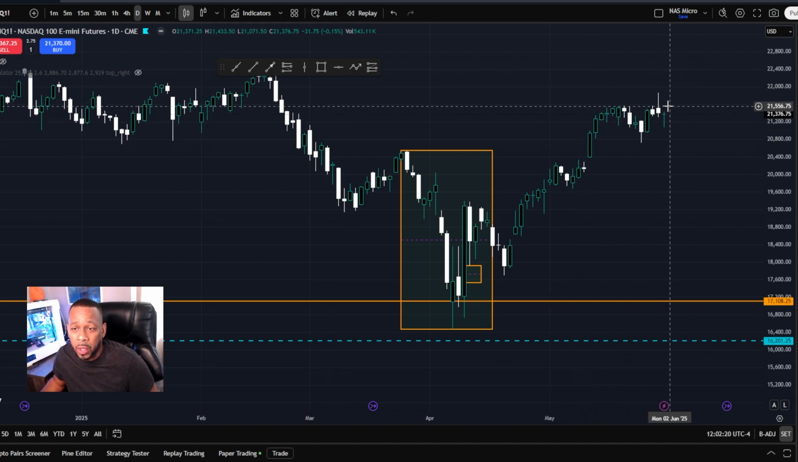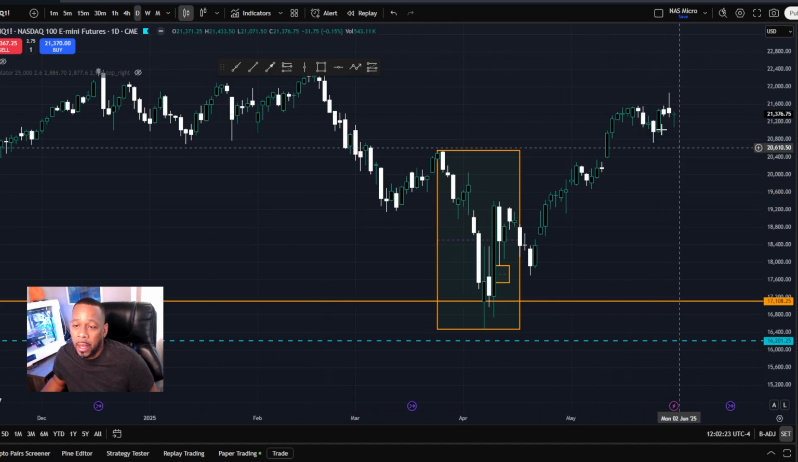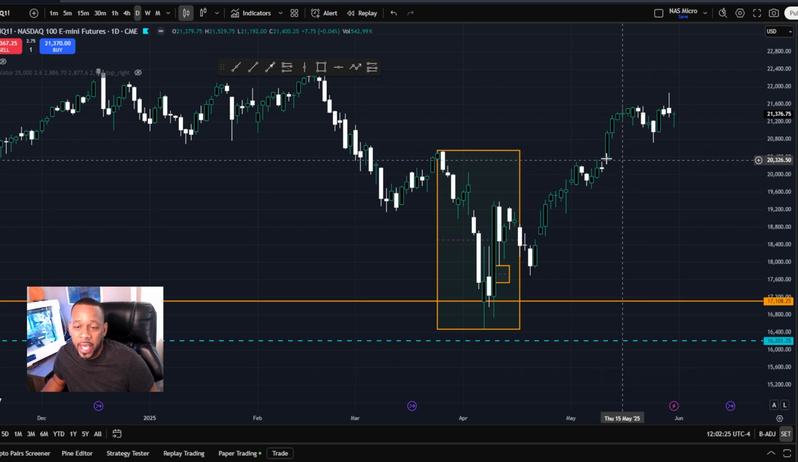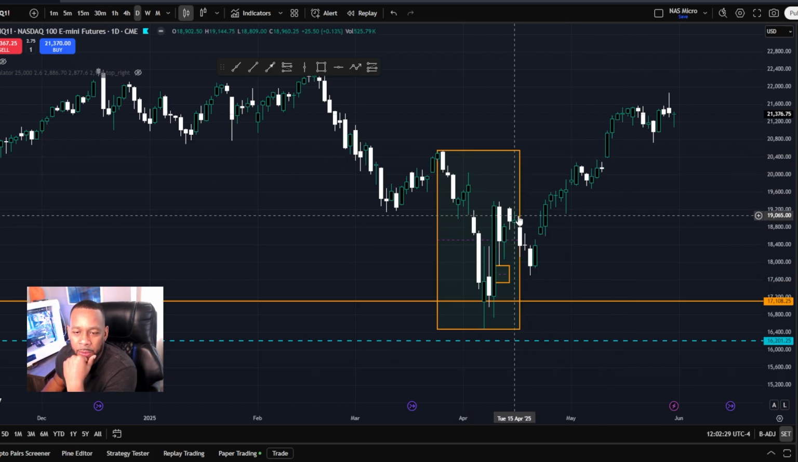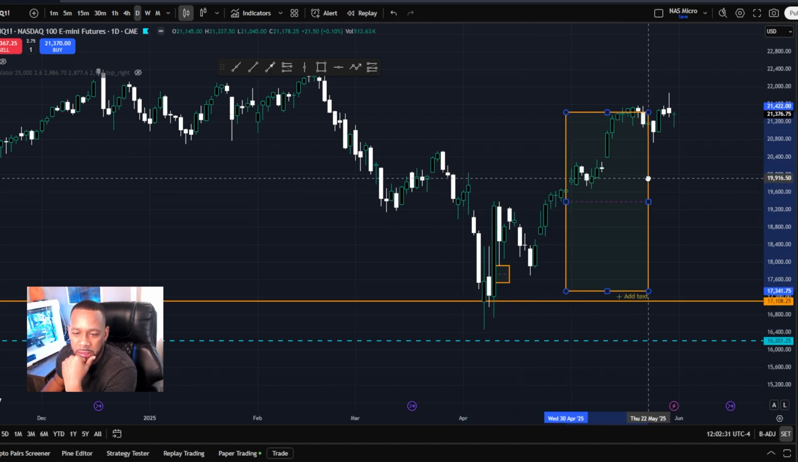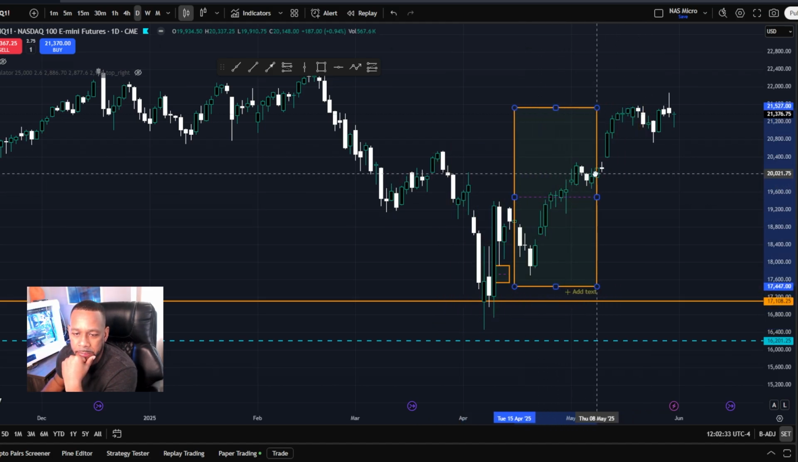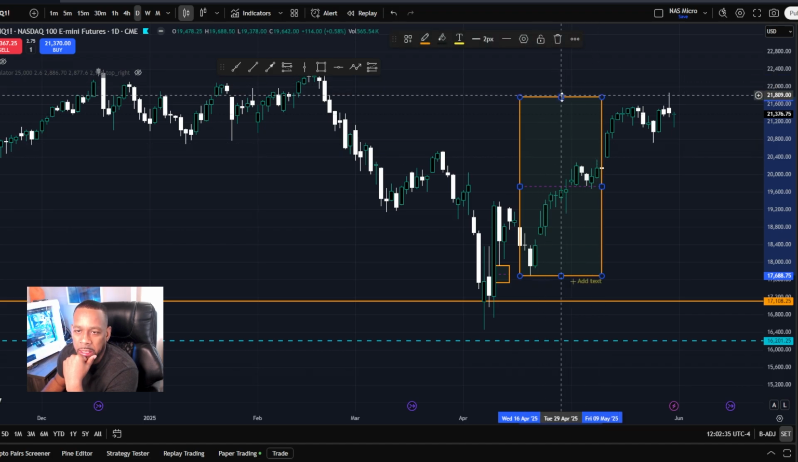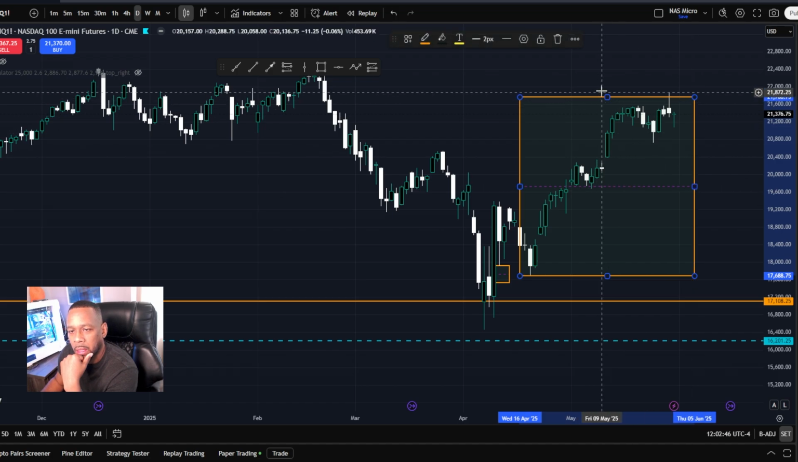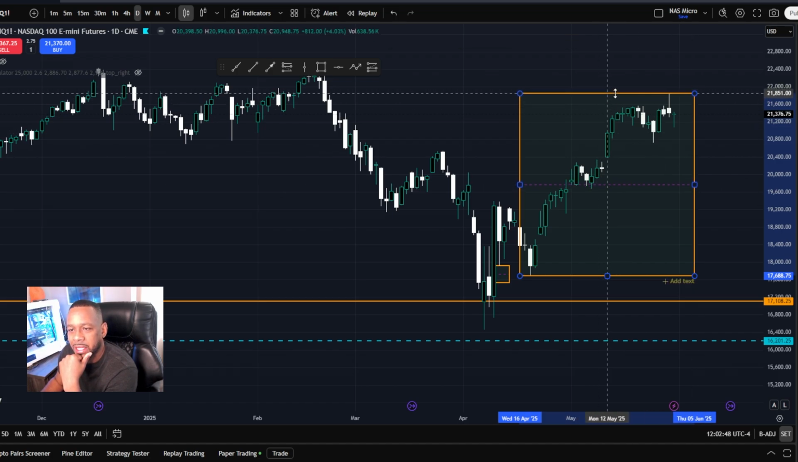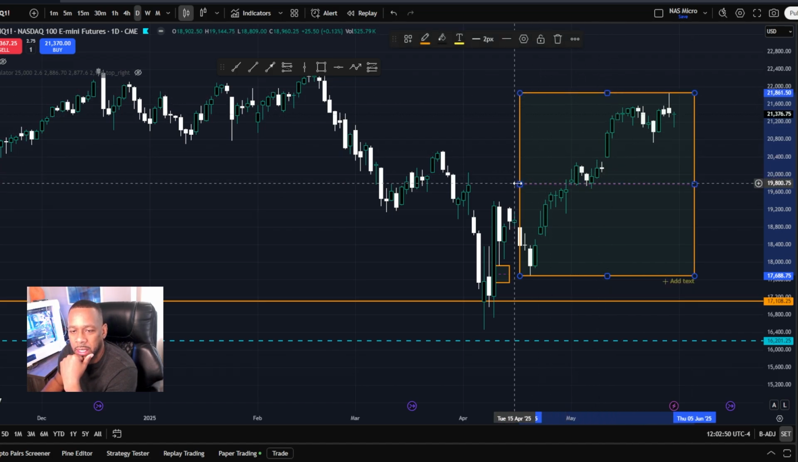So price did not close above this area. I don't think it's done. We have this gap left to fill. I'm going to change this range though. To be honest with you, the breaker structure's there. That's one. In my mind, this is still the total range.